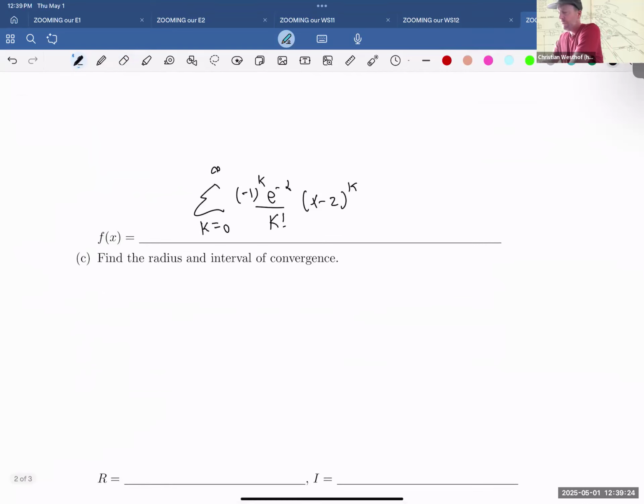Okay, since we used the Taylor series formula, you would need to do the ratio test. So the limit as k goes to infinity of negative 1 to the k, e to the negative, oh, we need the k plus 1th term. So e to the negative 2.